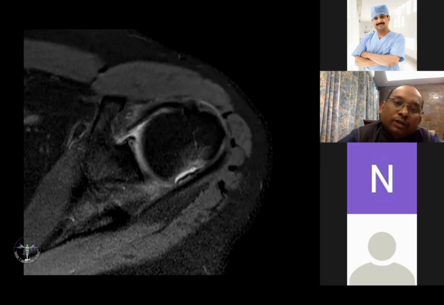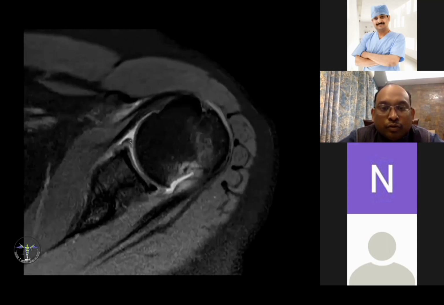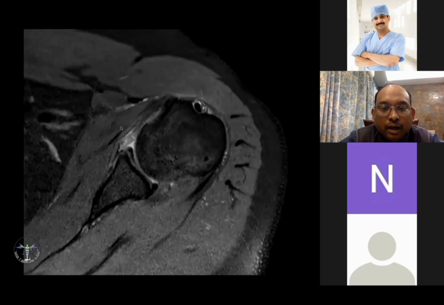Now here, the normal triangular shape of the labrum is not seen. Instead, there is a bright signal which is seen separating two parts of the labrum anteriorly. So this is what the tear is. Now if we move inferiorly, we are able to see that this signal is seen all the way down inferiorly till the antero-inferior region.